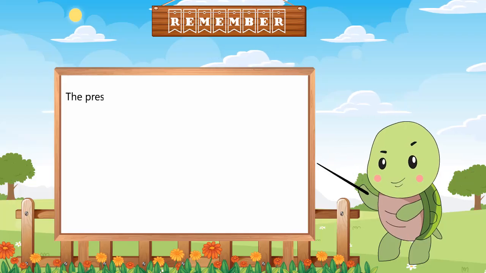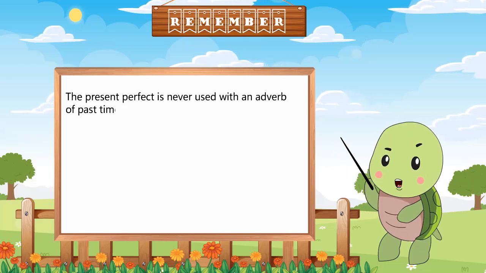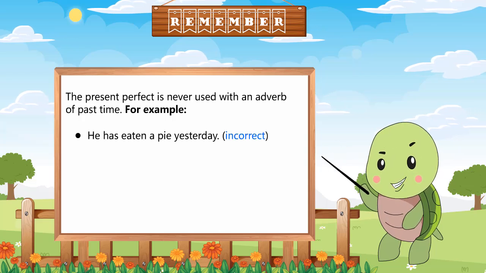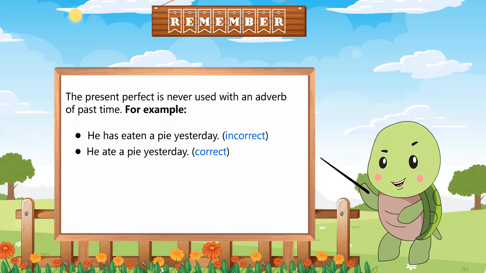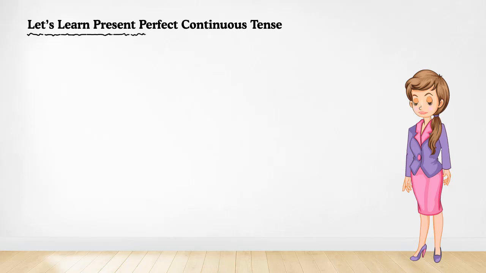Remember, the present perfect is never used with an adverb of past time. For example, he has eaten a pie yesterday. Incorrect. He ate a pie yesterday. Correct. Let's learn present perfect continuous tense.